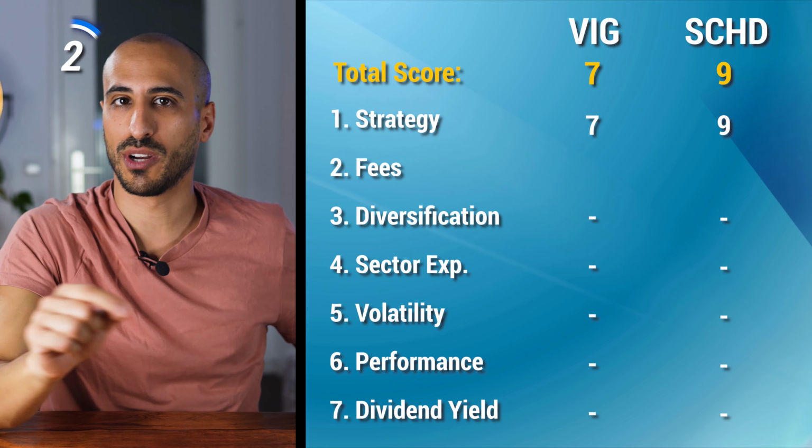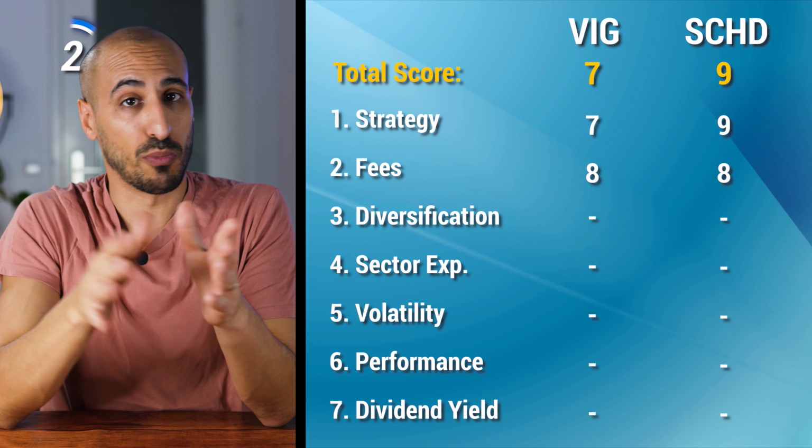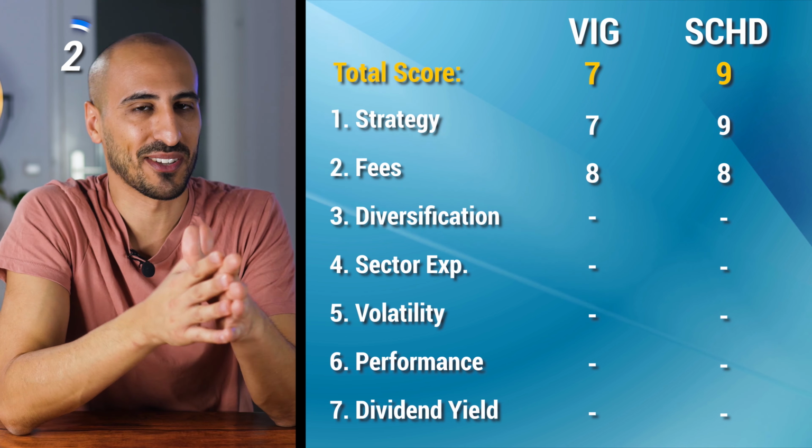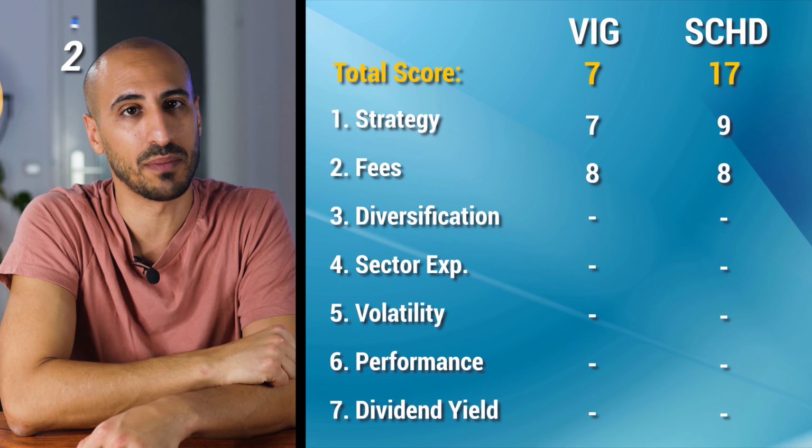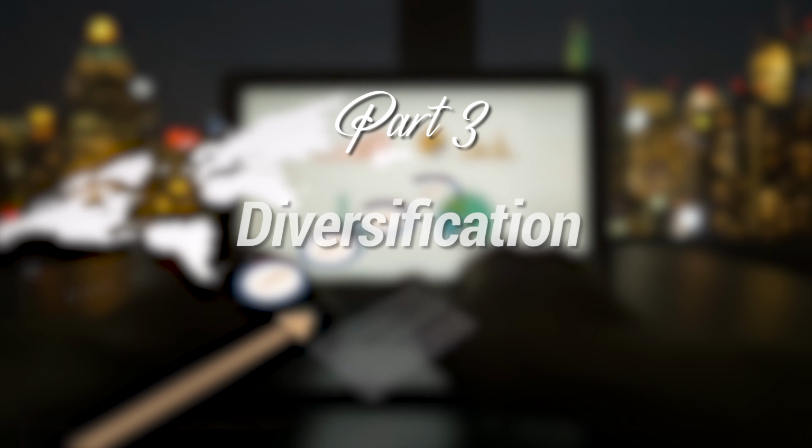And now coming back to our ETFs, I'm going to give 8 points to both VIG and SCHD because they both have a great expense ratio. And SCHD leads now with 17 points against 15 of VIG. The next aspect we're going to look at is diversification.